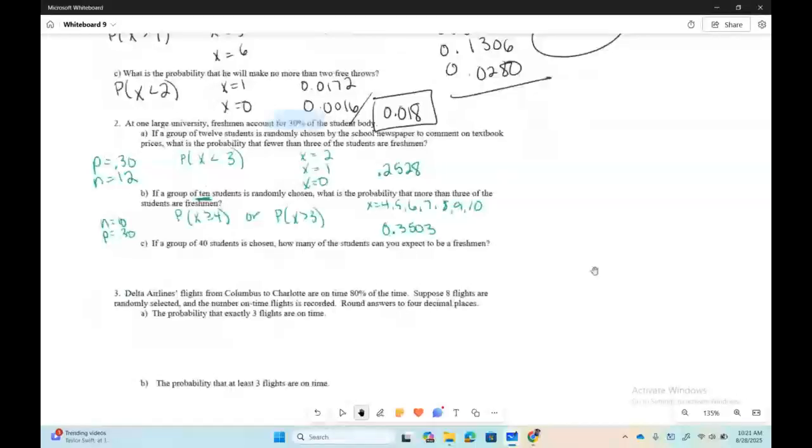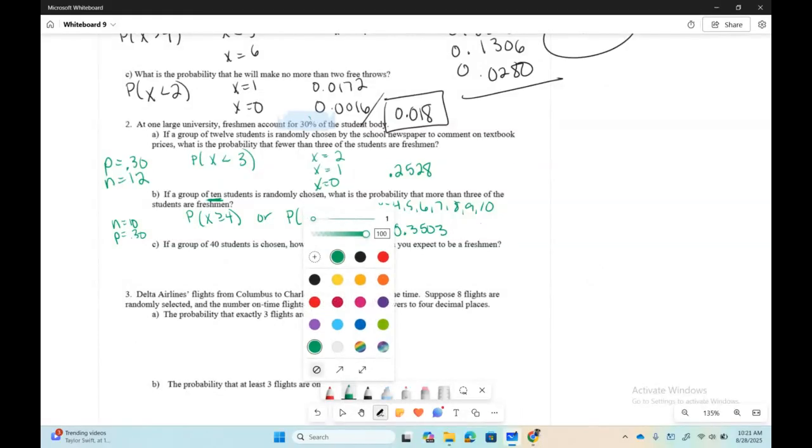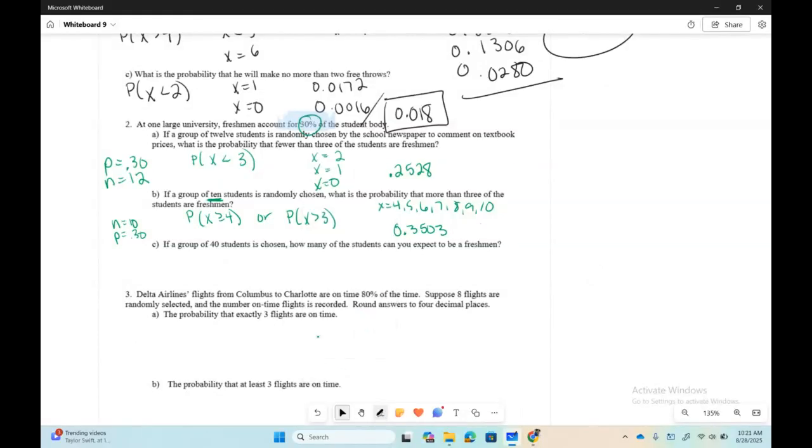All right. If a group of 40 students is chosen, how many would you expect to be freshmen? So this is actually not a probability question. We know 30% of the students are freshmen, so I'd say 0.30 times 40, and we would get 12 here. Okay. All right, last example here.